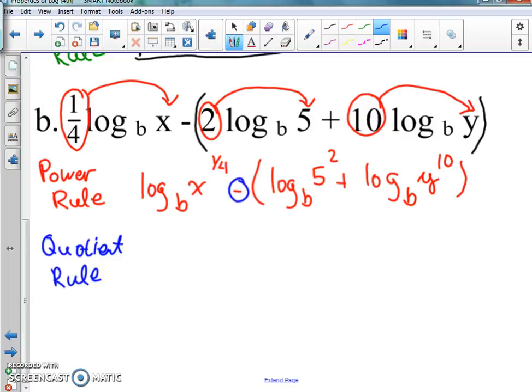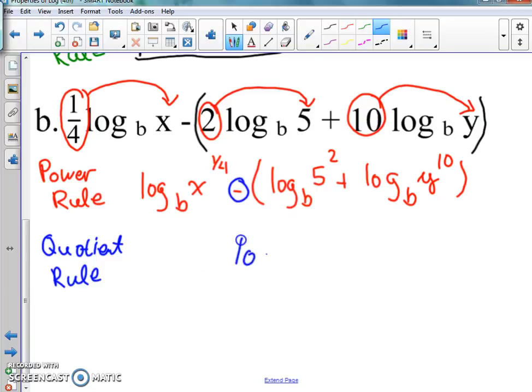So all we're going to do for a quotient rule is keep this part here, don't change that. Keep this part here, don't change that. And all we're doing is changing subtraction to a division bar. And that's it. So don't put too much thought into that. Stop thinking so hard on that. All you do is just take this part, put a division bar right there, and then take that part. So I'm going to do that.